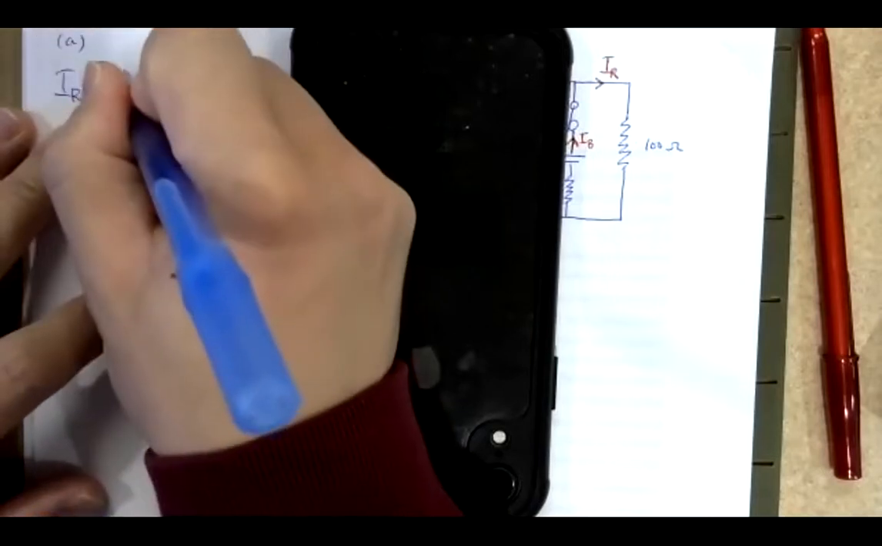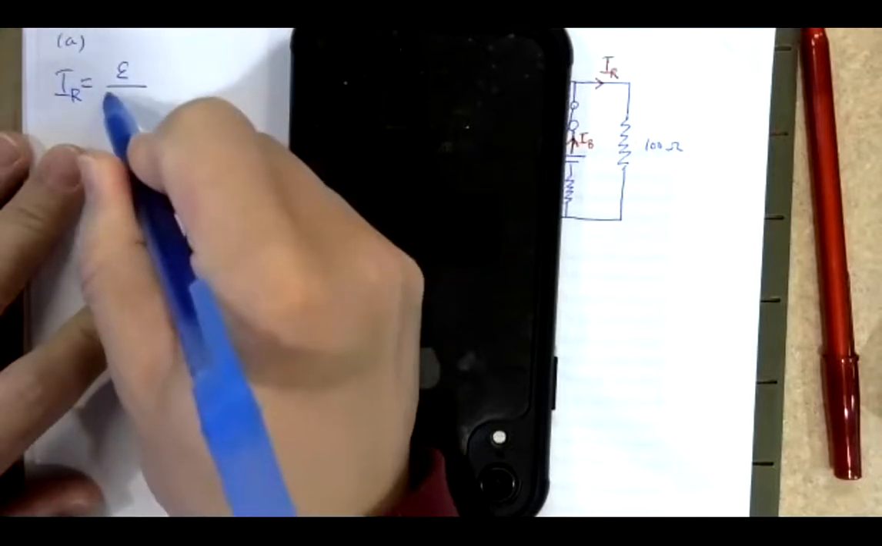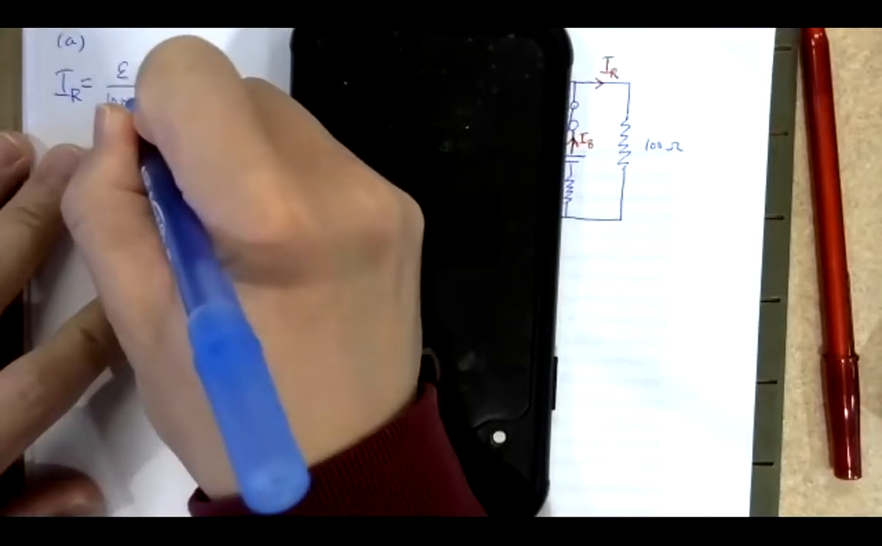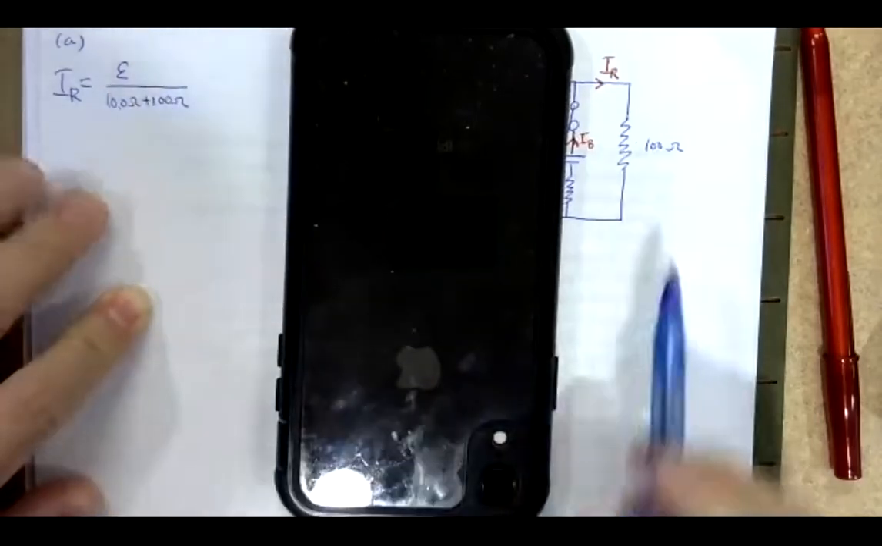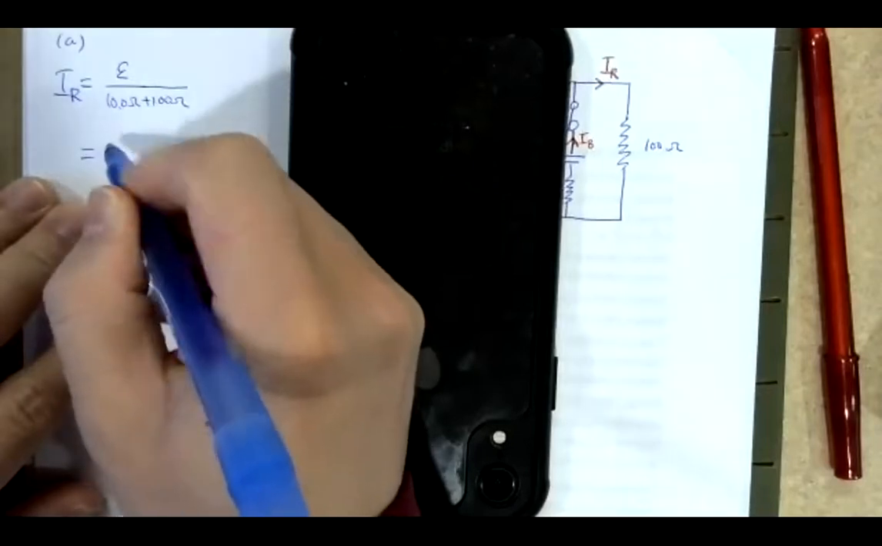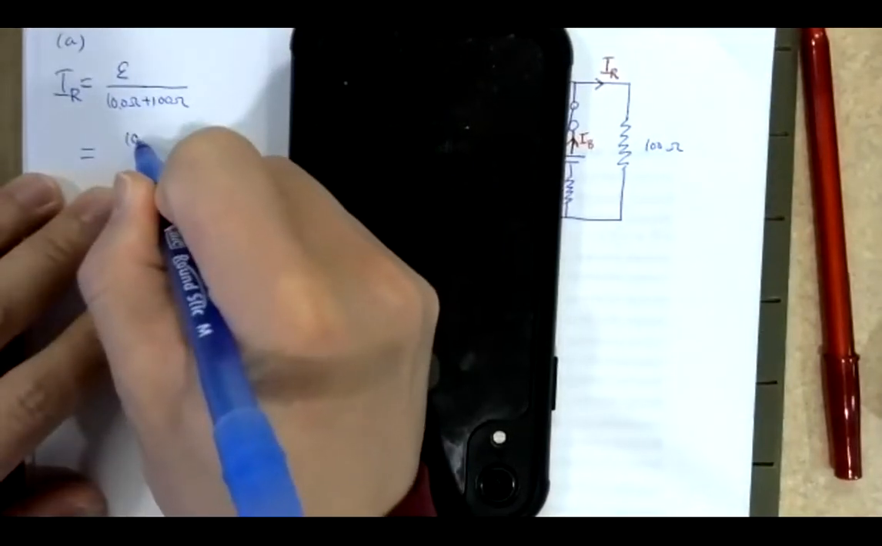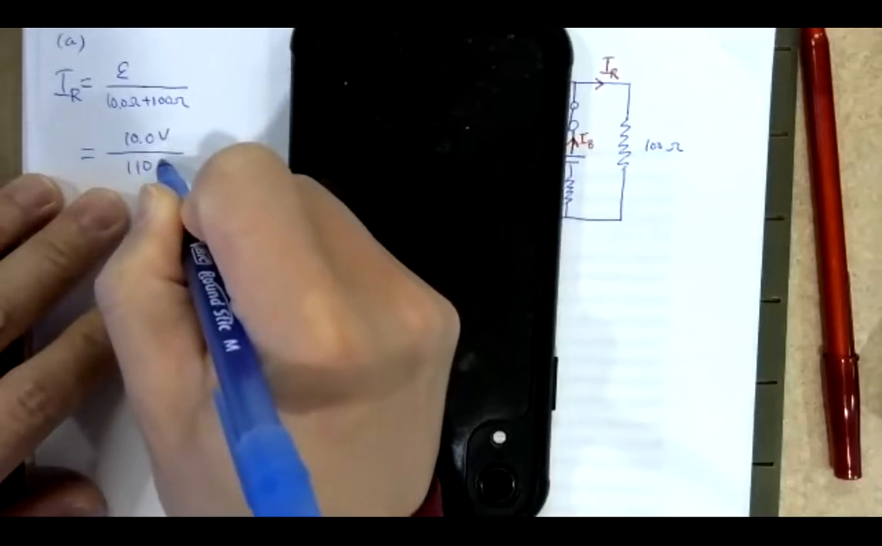Let's put it in that way. Okay, so I of R should be equal to, you have two resistors in series, so it will be just epsilon divided by the total resistance, so 10 plus 100 ohms. This one and this one are in series with each other. So this will be epsilon, which is 10 volts, divided by 10 plus 100, which is 110 ohms.